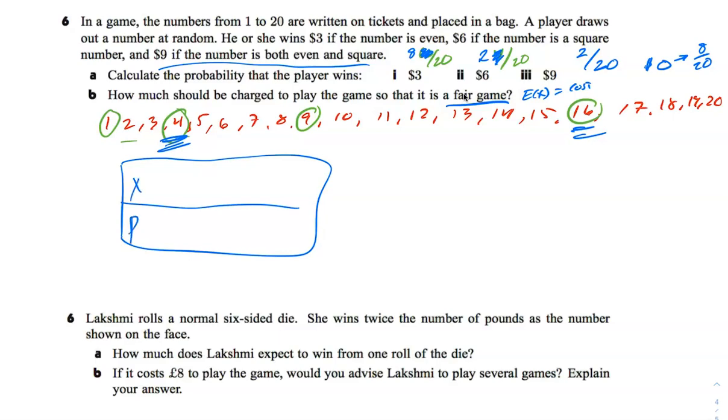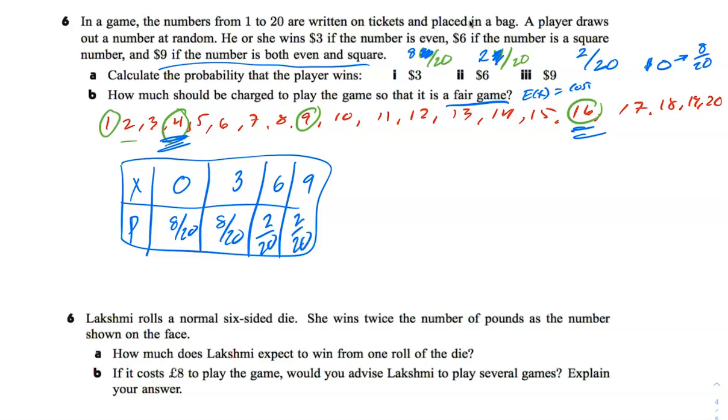X and P. And then we have what? Let's say $0, my X. That happens 8 out of 20. We have getting $3, and that happens 8 out of 20 also. We have getting $6, that happens 2 out of 20. And we have getting $9, that happens also 2 out of 20.